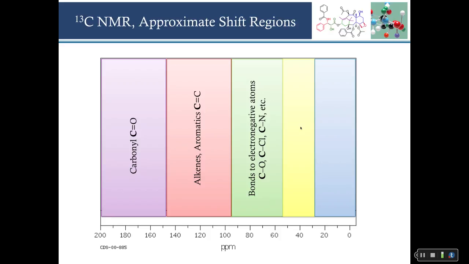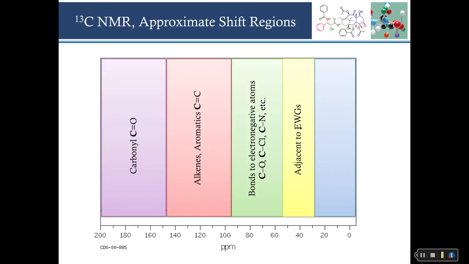The area in green, these are carbons bonded to electronegative atoms. Carbon-oxygen bonds, carbon-chlorine bonds, carbon-fluorine bonds, carbon-nitrogen bonds, just go right down the list. You'd expect to see them there. And you could use your understanding of electronegativity to guess relative trends across that region in green based on how electronegative the atom is. The more electronegative, the further to the left it will be.